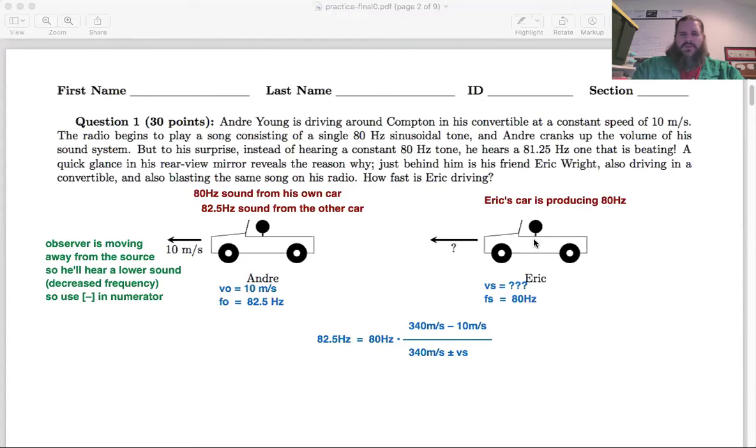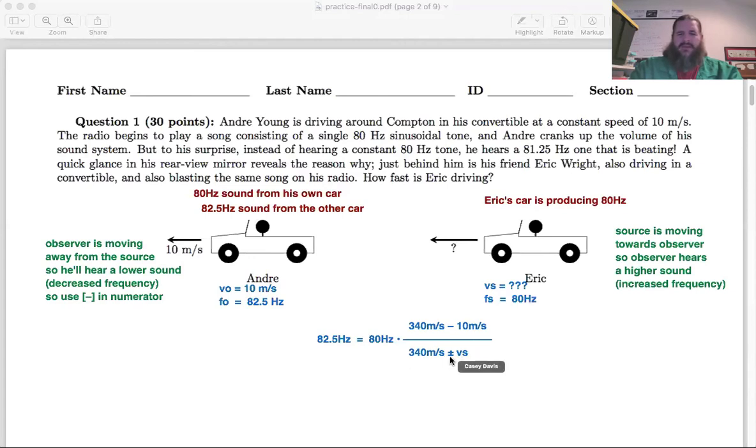And also Eric's car, the source, is moving towards him. So would you expect that motion to lead to a higher or lower sound? The source is minus. Yeah, because if the source is moving towards the observer, the waves get bunched together, so you hear a higher sound. And yeah, subtracting in the denominator makes the denominator smaller, which makes the result larger. So we want to use minus in the denominator as well in this case.